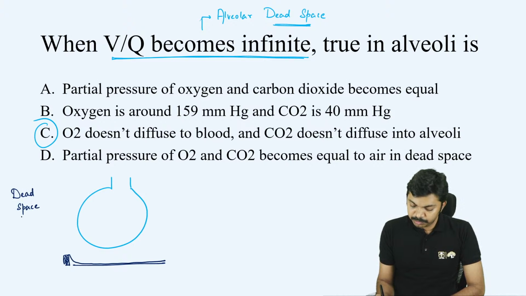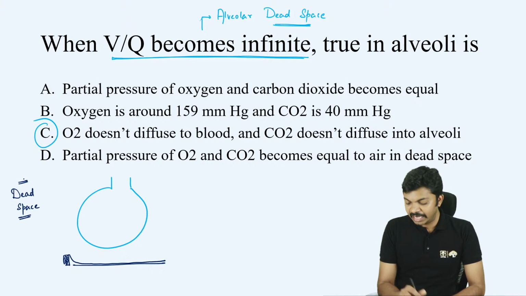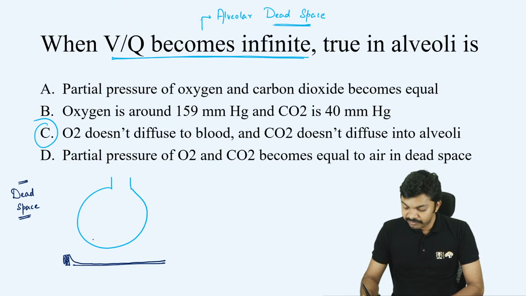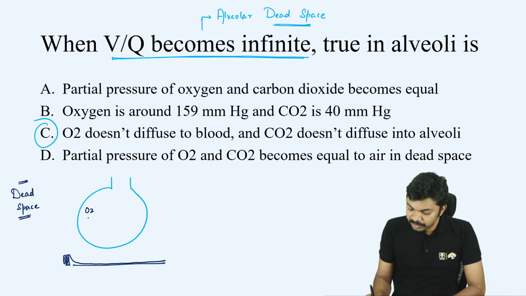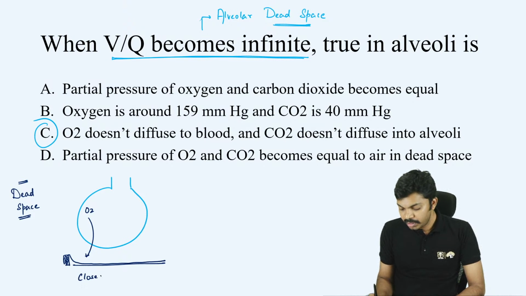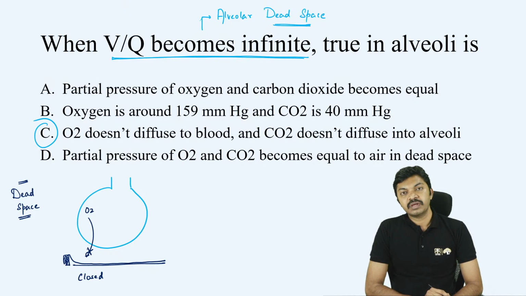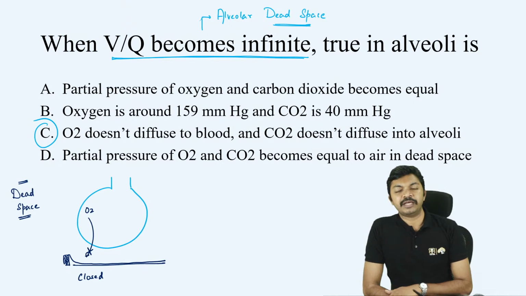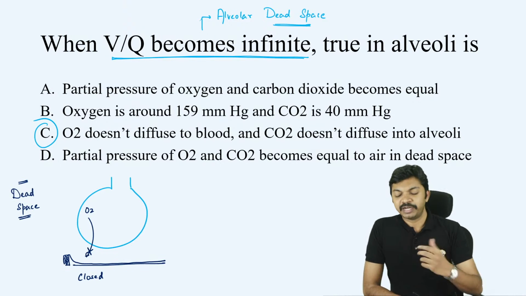Please don't assume dead space as blocked alveoli. Dead space doesn't mean blocked alveoli, it means blocked pulmonary capillary or emptied pulmonary capillary. In such circumstance, you cannot have movement of oxygen from the alveoli into capillary because the capillary itself is closed. Since the capillary is closed, there is no oxygen transfer. Since capillary is closed, there is no blood flow into capillary. Without blood, there is no carbon dioxide at all.